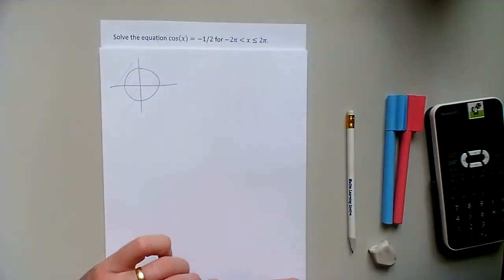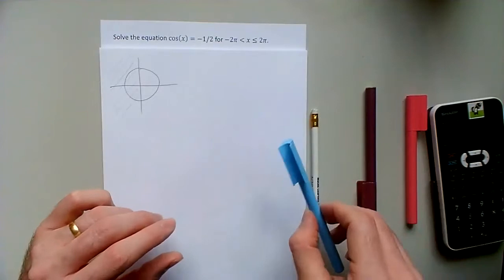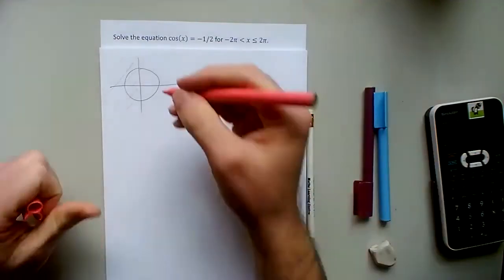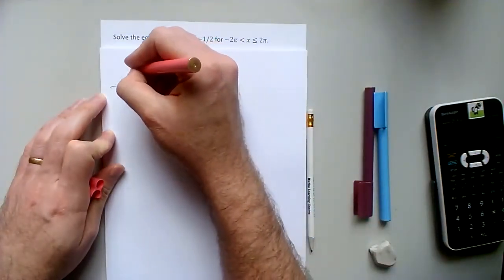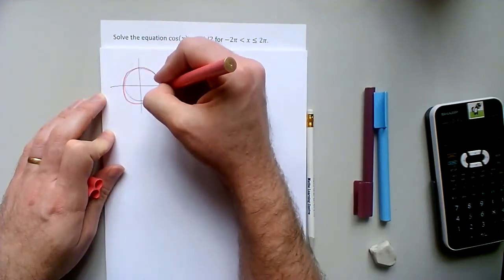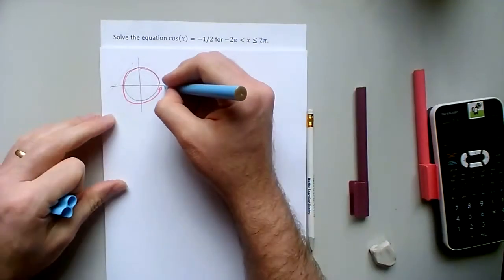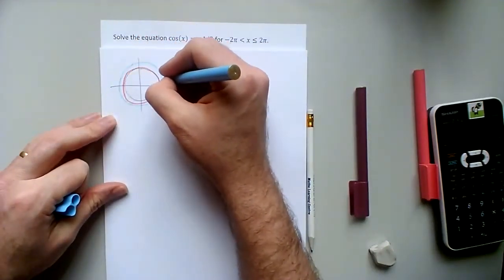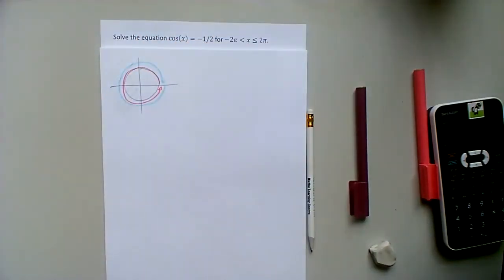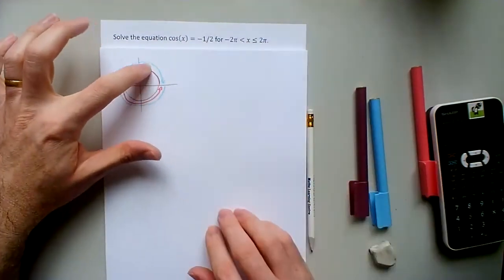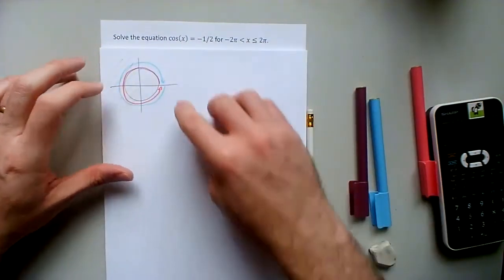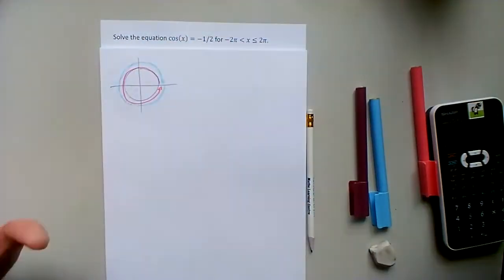X being from minus pi to 2 pi, positive angles would go this way, and that would be pi and 2 pi. And negative angles go this way, and so that would be minus pi and minus 2 pi. Okay, so I'm expecting there to be 4 answers, one here, and then going backwards, one here and one here. I expect there to be 4 answers.